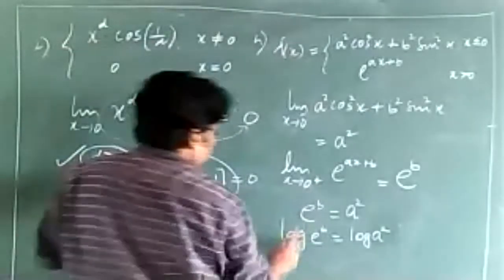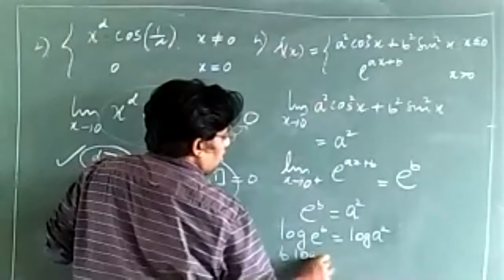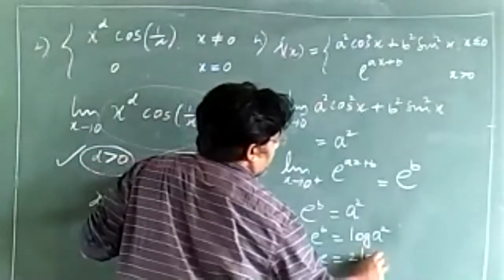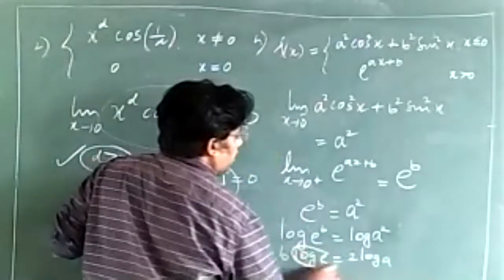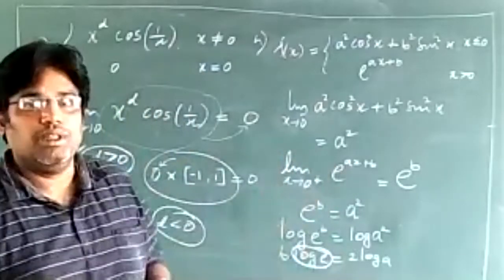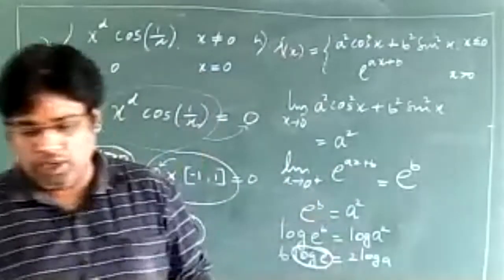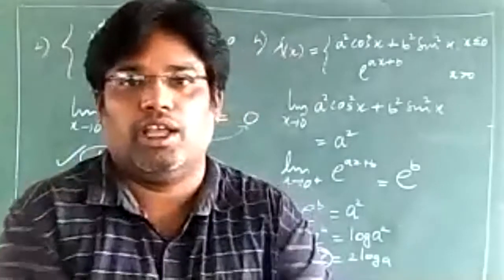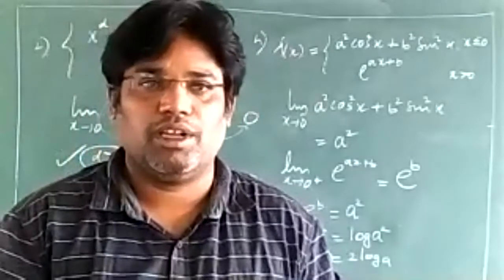So log e power b, that is b log e, is equal to 2 log e. What is the value of log e? It is equal to 1. Means b is equal to 2 into log mod a. That is option A. That is the right answer.